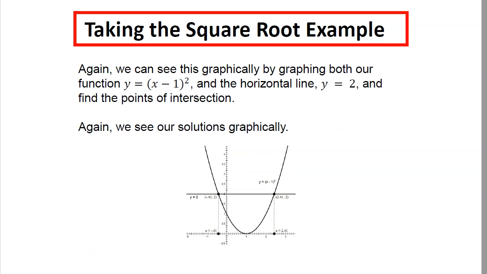And again, you can see this graphically. If we graph the function y equals quantity x minus 1 squared, which is our parabola shifted to the right 1, and the horizontal line y equals 2, we see our same 2 points of intersection graphically.